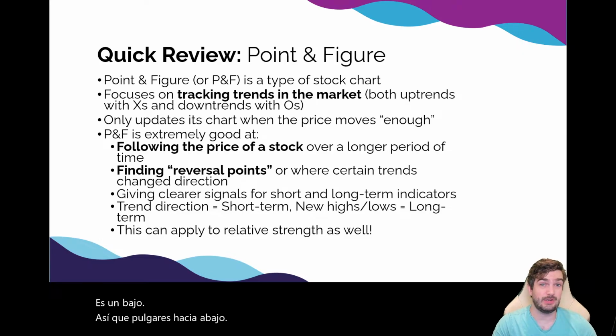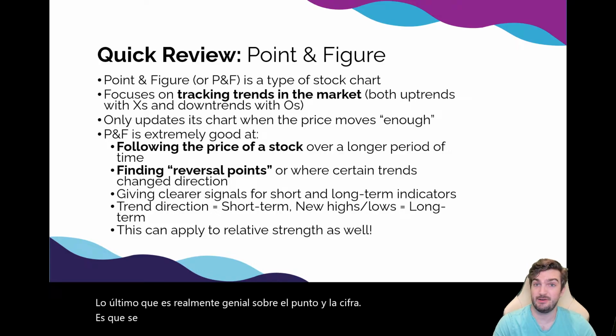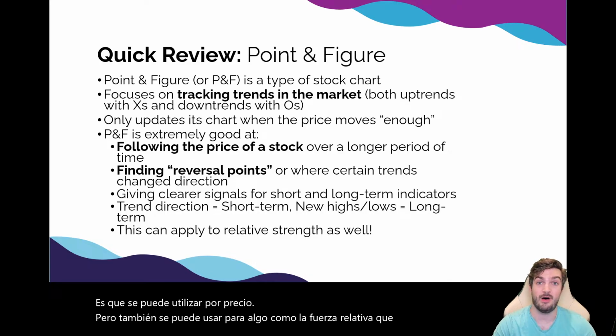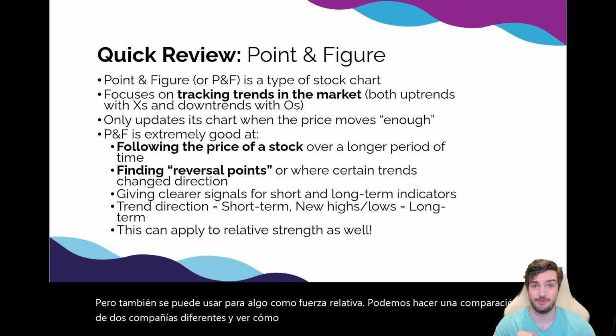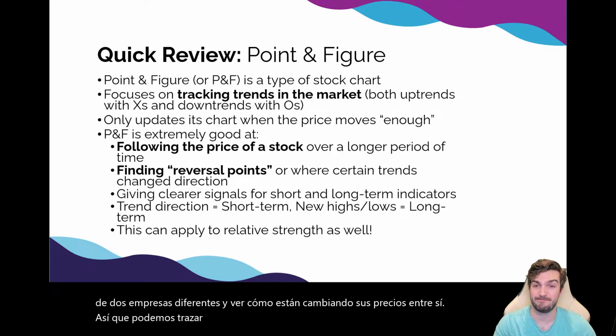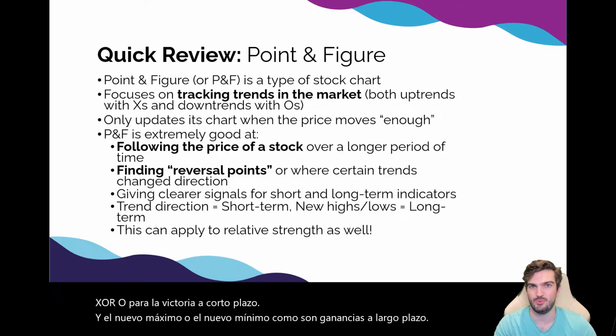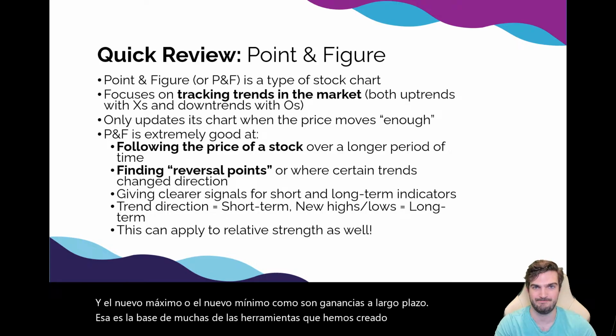The last thing that's really cool about point and figure is that it can be used for price, but it can also be used for something like relative strength. We can take a comparison of two different companies and see how their prices are changing compared to each other. So we can plot that comparison using point and figure, and then use direction, X or O for the short-term win, and the new high or new low as our long-term win. That is the basis for many of the tools that we've created here at Sectors Made Simple.